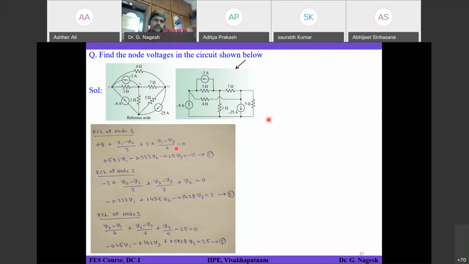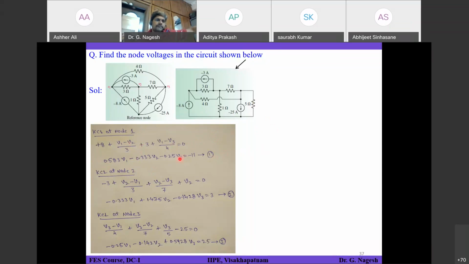So this is how you have to write your equation. 4 branches are connected, so 4 terms are required, and always try to follow the standard convention. All currents are coming out of that node. Okay, so if you consider that scenario, this is the expression you will get at node 1. Okay, if you segregate V1 and V2 into one direction and V3, you will get this expression, equation 1.